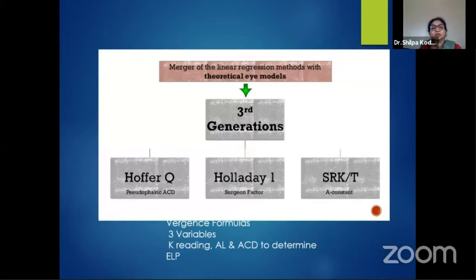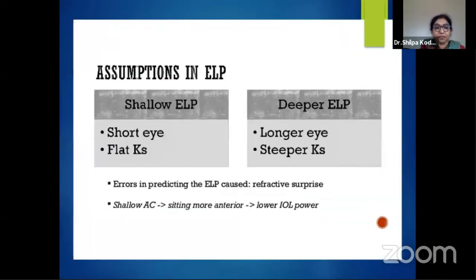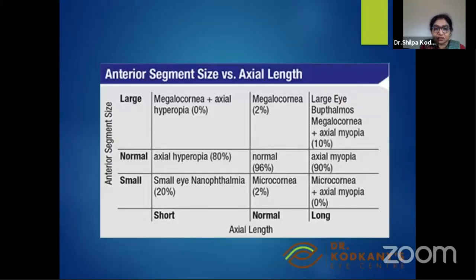And that's why came the third generation IOL formulas, wherein three variables were used. And in this case, the formulas got better and accuracies got better. But in these formulas, it was assumed that short eyes with flat K had shallow ELPs and longer eyes with steeper K had deeper ELPs.